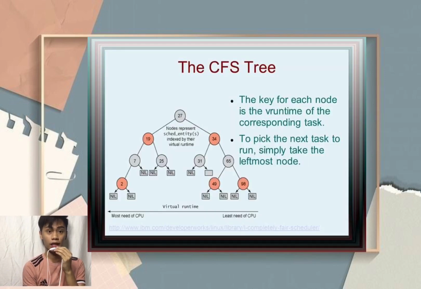The CFS tree. The key for each node is the vruntime of the corresponding task. To pick the next task to run, simply take the leftmost node.